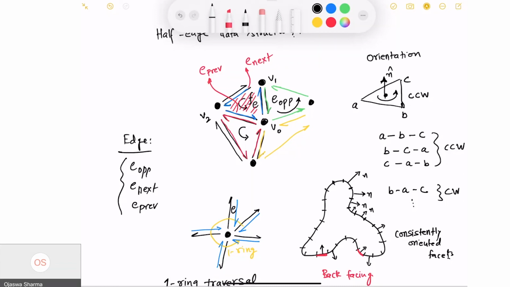Okay, let me quickly jump back to these slides to show you what more we have in the data structure.